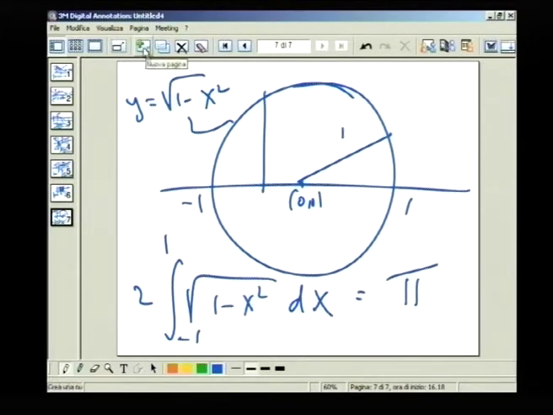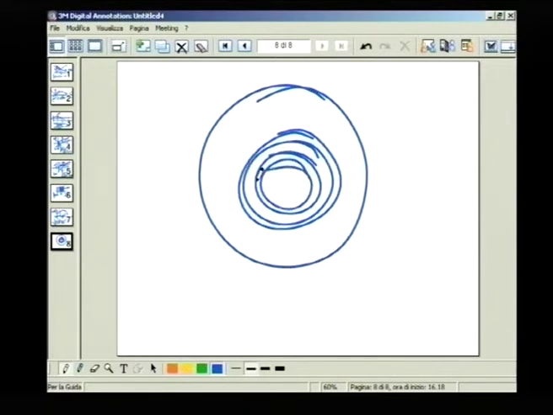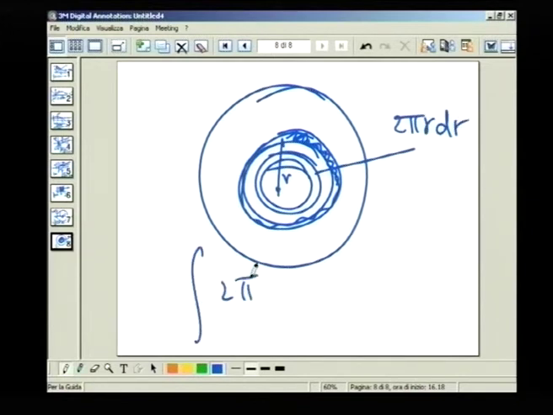But the other way of doing it is that you can divide the circle into circular rings like this. And what's the area of each one? Suppose you have a certain disk of radius equal to r, and the thickness of that disk would be dr. The area would be the circumference 2 pi r times the thickness dr, and then you integrate 2 pi r dr from 0 to 1.